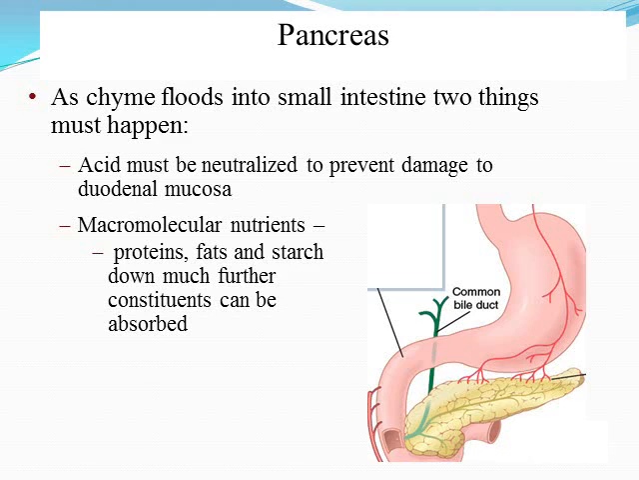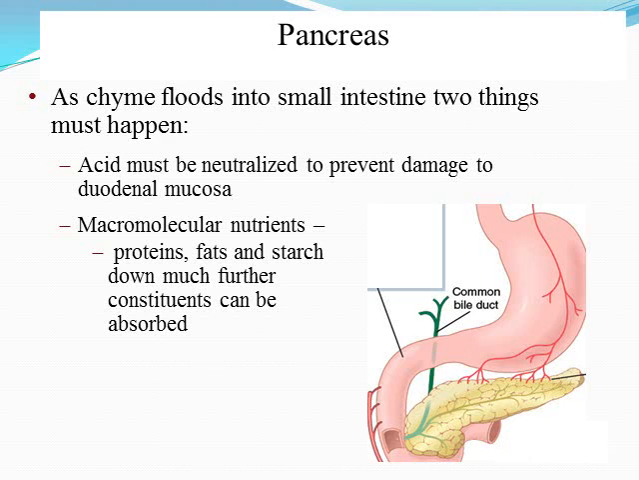All right, so let's look at the pancreas. It is creating a majority of the enzymes to break down the main nutrients. Those main nutrients being proteins, fats, and carbohydrates or starch.